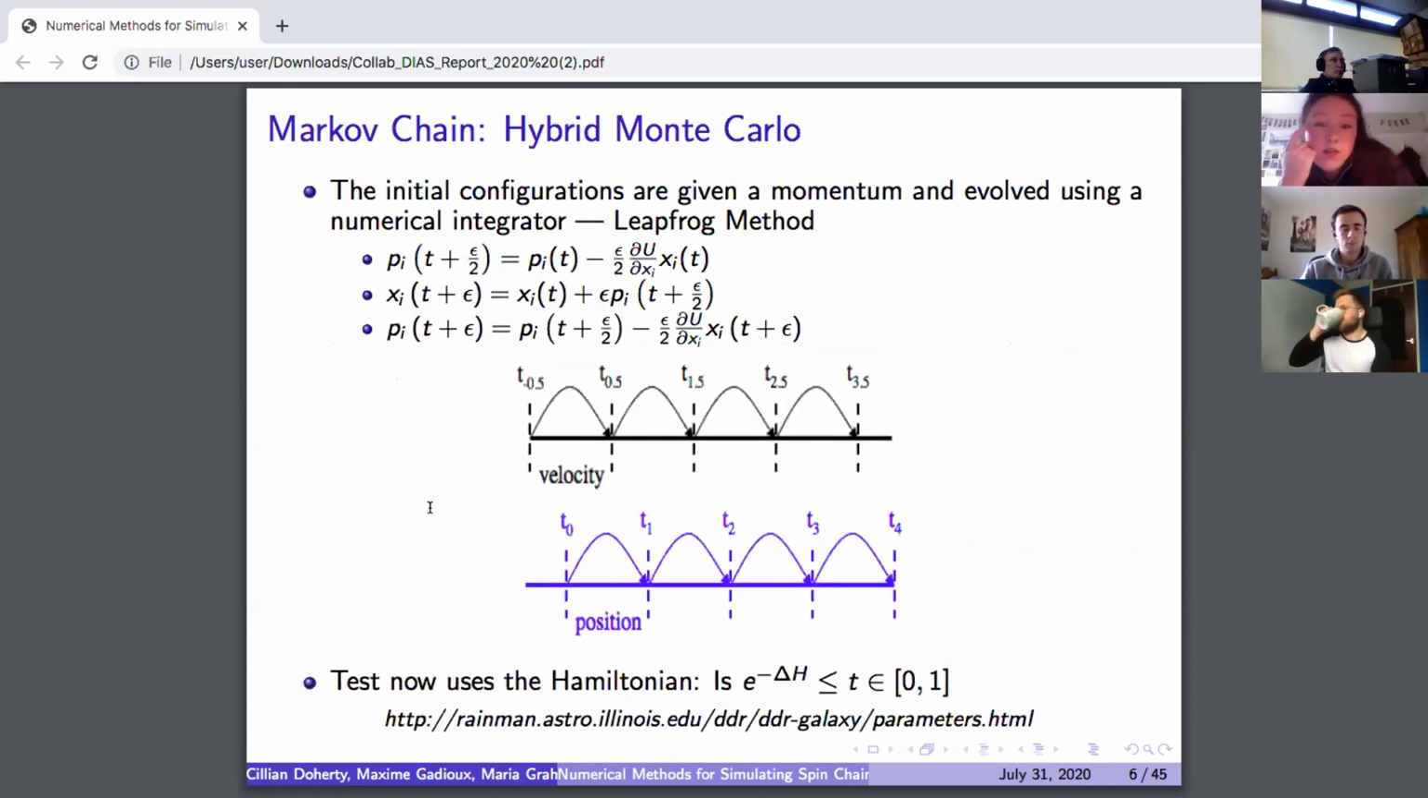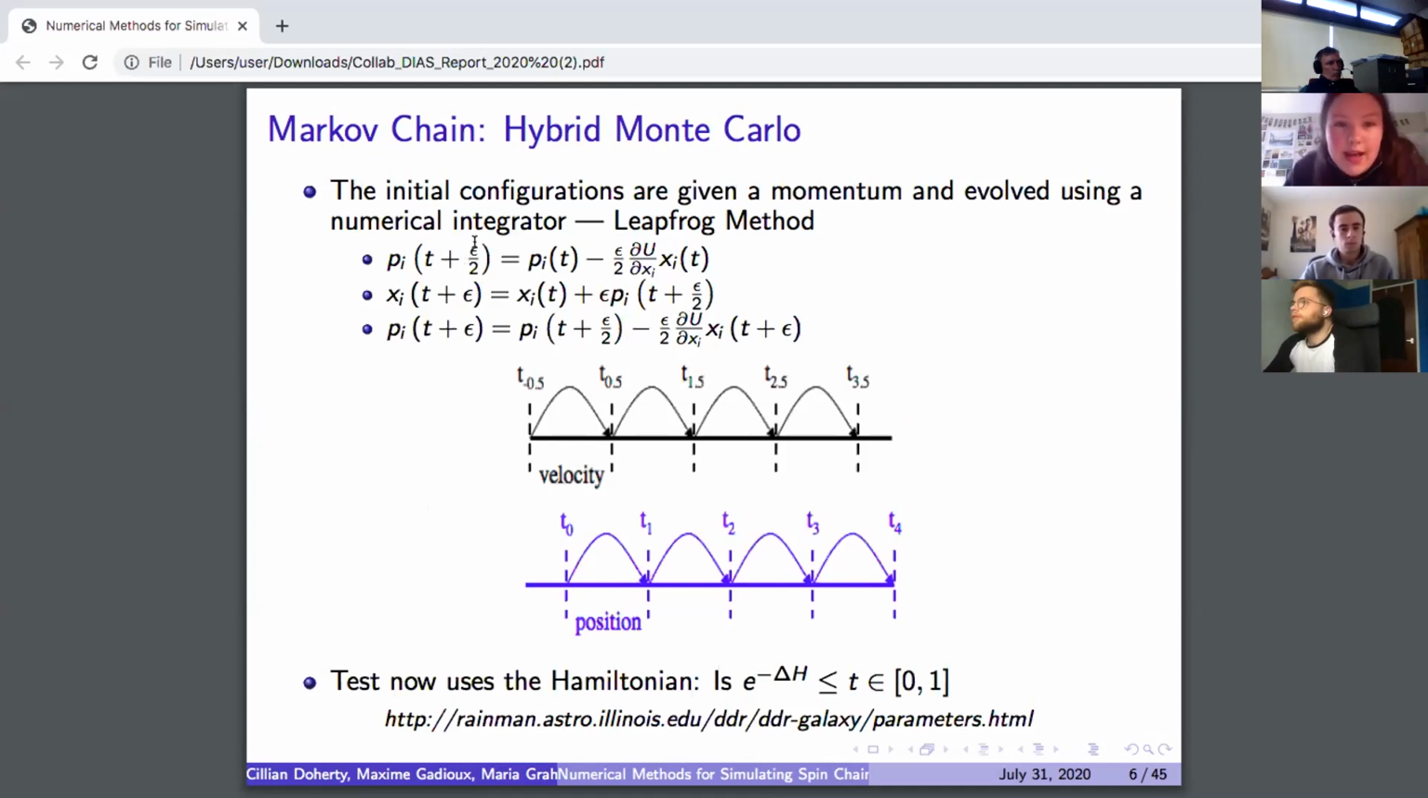So it works as follows. Instead of just initially generating an x value, you also generate randomly a momentum value. And then you evolve these values using a numerical integrator. The one we used was the leapfrog method, and it works like this. So you take your initial momentum value and you evolve it 1/2 step.